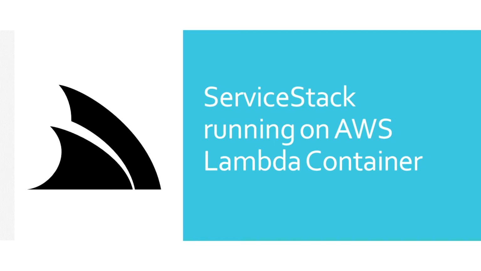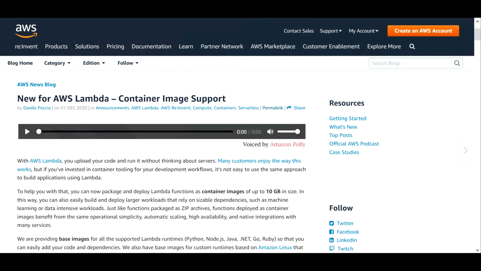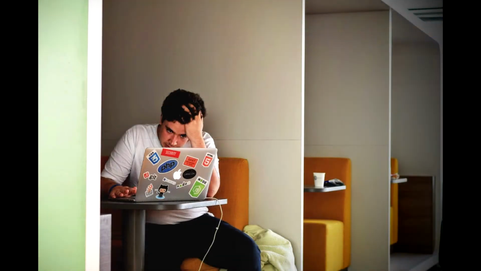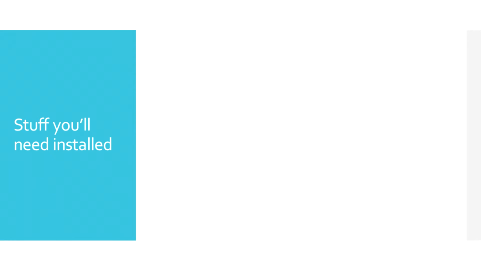Today we are going to create a new ServiceStack app and have it running on AWS Lambda using containers. In December 2020, AWS announced support for running Lambda functions in Docker containers. This enables the use of standard Docker tooling and automation rather than using Lambda layers and zips, which are annoyingly specific to AWS. First, let's deal with some prerequisites.